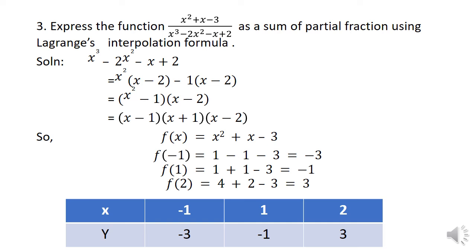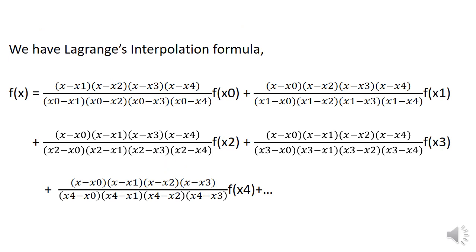Now consider the numerator as f of x. Substitute the factor values: x equals minus 1, x equals 1 and x equals 2. We get the respective f of x as minus 3, minus 1 and 3. Now these are our x0, x1 and x2. We have Lagrange's interpolation formula for x0, x1 and x2.